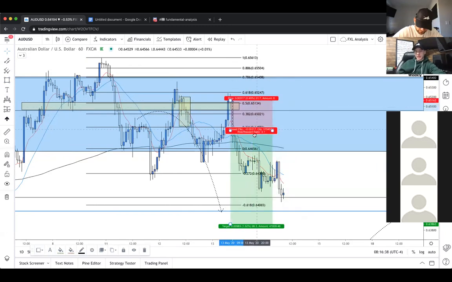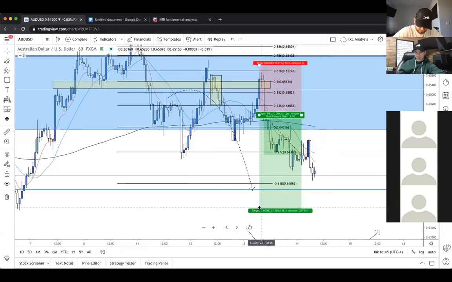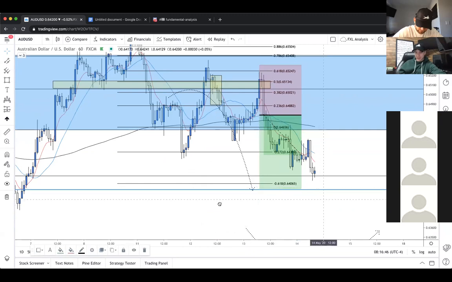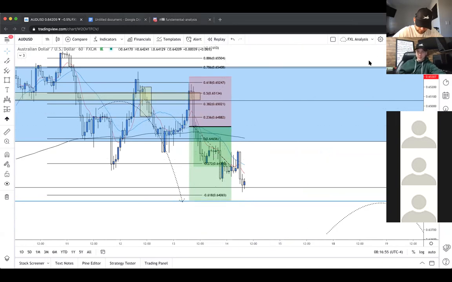For you to enter on this wouldn't make that much sense. Your risk to reward would be totally skewed. We are still going to target this structure level around 0.64, but look, it's only a 1.5 risk reward, so that would be too late to enter on just because of the sheer size of that damn candle.